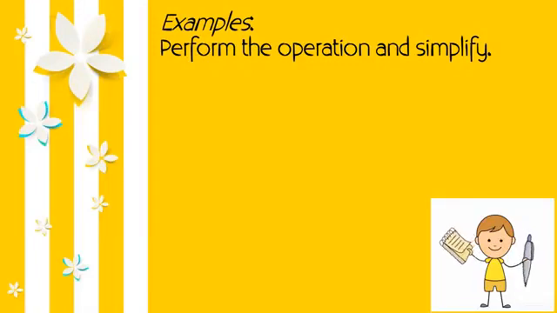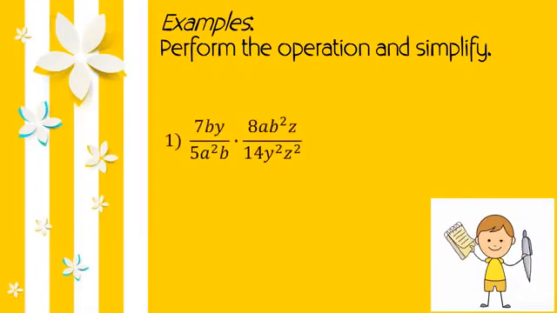Perform the operation and simplify. Okay, so example number 1. 7by all over 5a squared b times 8ab squared z all over 14y squared z squared. So as you can see, the operation here is multiplication.